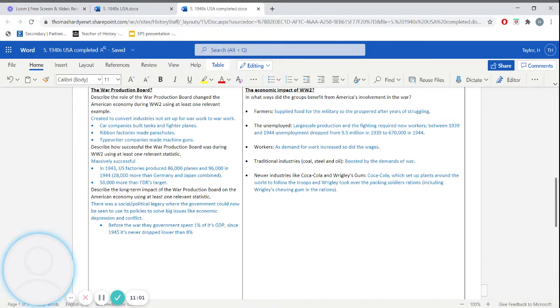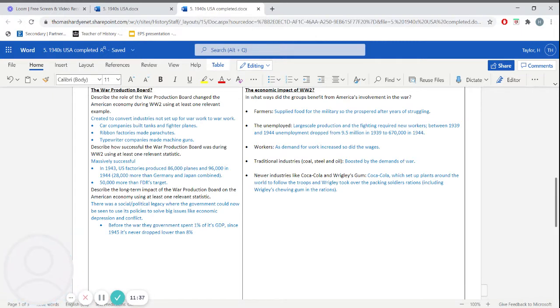How successful was the War Production Board during World War II, using at least one relevant statistic? So it was very successful. And then a couple of statistics to support this. In 1943, US factories produced 86,000 planes and 96,000 in 1944, which was 28,000 more than Germany and Japan combined. So they were producing many more planes to be used in the war than both of their main opponents, which is obviously very important and will make the war effort much easier.